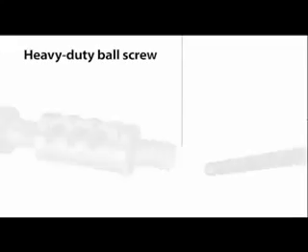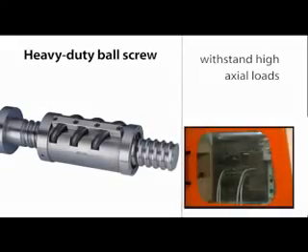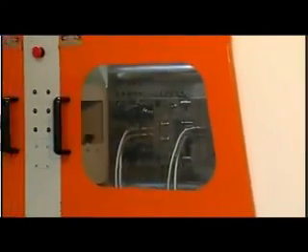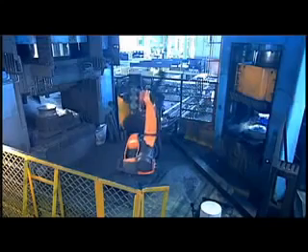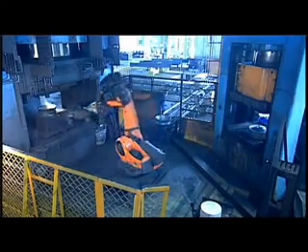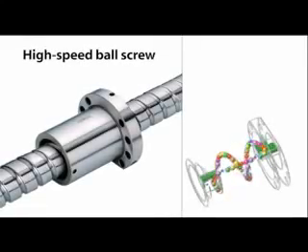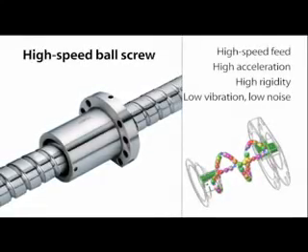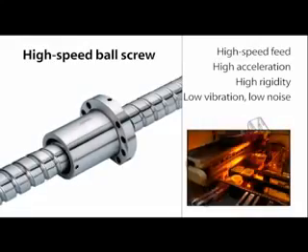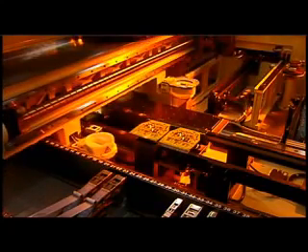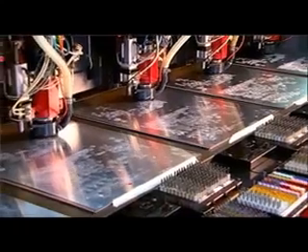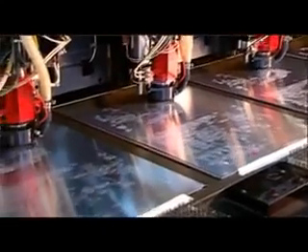Heavy-duty ball screws must withstand high axial loads and are used in all-electric injection machines, stamping machines, semiconductor manufacturing equipment, and forging machines. High-speed ball screws have a high-speed velocity and high acceleration. They must be highly rigid and have low noise and vibration. They are used in fast feeds for machine tools, high-speed mold cutting center machines, and high-speed general cutting center machines.